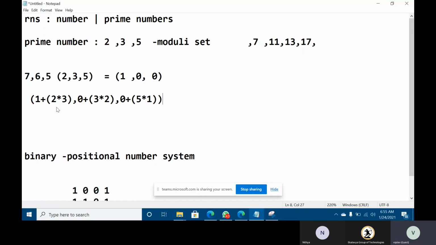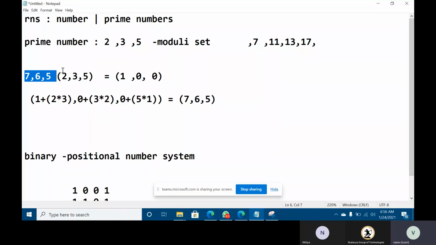Now if we write these values, we will get 1 plus 2 into 3, 6, and this is 1, so 7. So we got 7, comma. Then 0 plus 3 into 2, we got 6. Then next 0 plus 5 into 1, so 5. So we got our original numbers. Now you see my numbers are 767, 765.